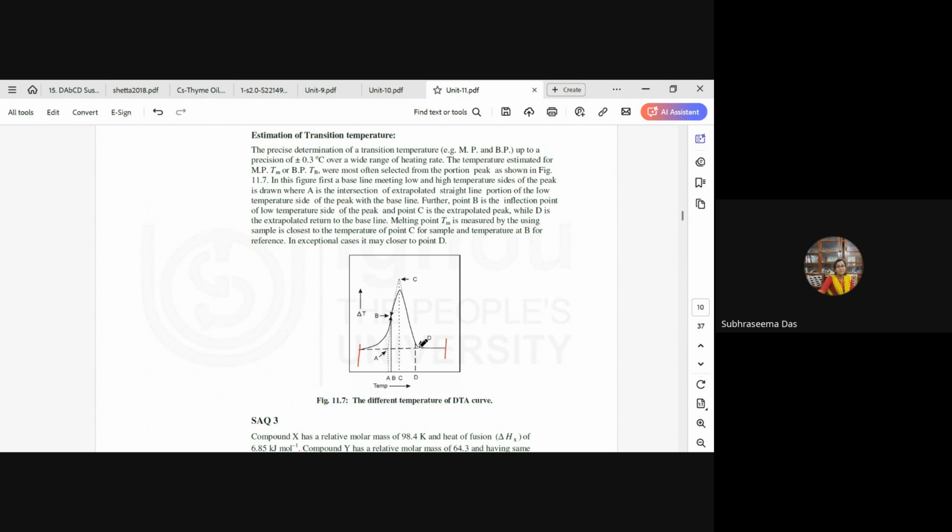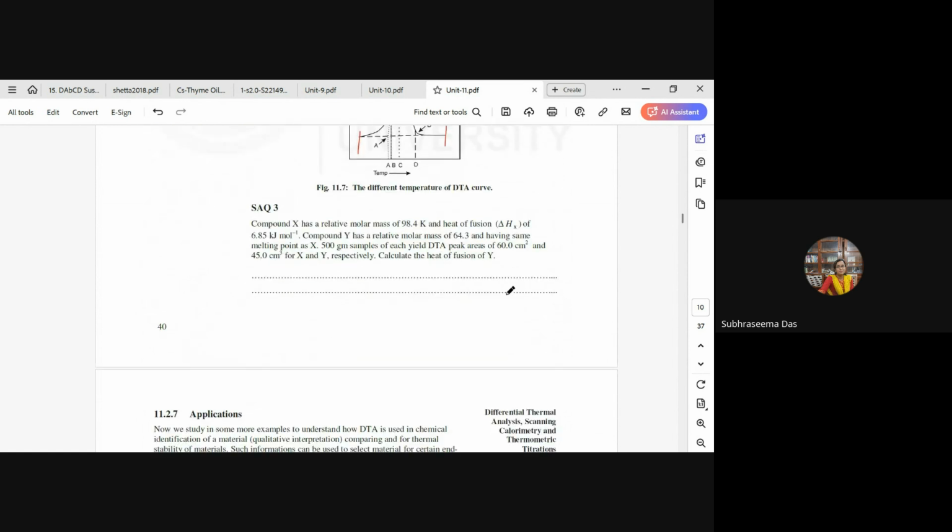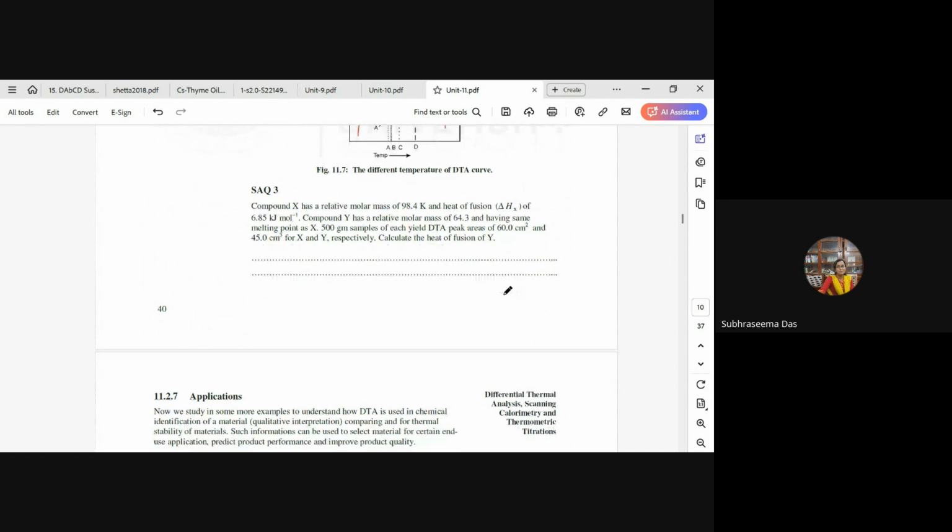So the melting temperature, that is the Tm, is measured by using the sample temperature closest to point C here, and temperature B at the reference. In exceptional cases it may be D, but in most cases the melting temperature is measured by using the sample temperature closest to point C. So this is how we can know various parameters from DTA curves.